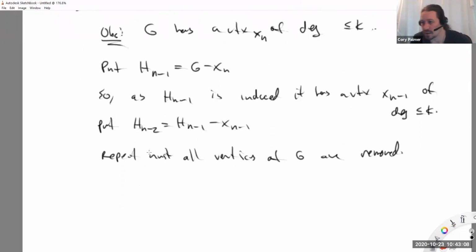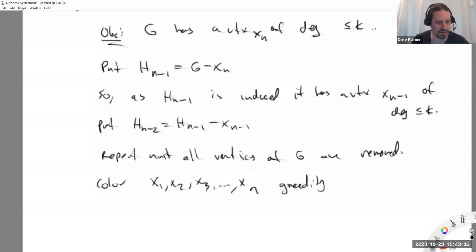And this enumerates all the vertices by the order in which they've been removed, right? Xn was removed first, then Xn minus one, then Xn minus two, then Xn minus three, until we get to the very end and we remove X1, which would have had degree zero, which is of course at most K as well. Okay, and so now we're going to color X1, X2, X3, up to Xn greedily.